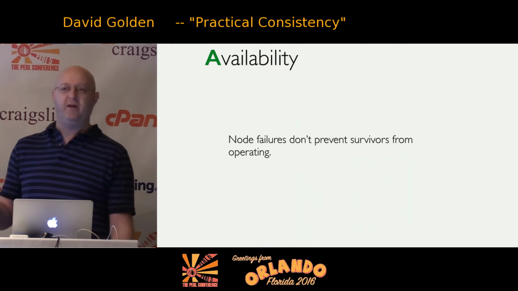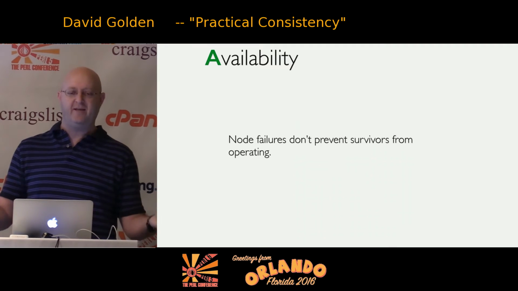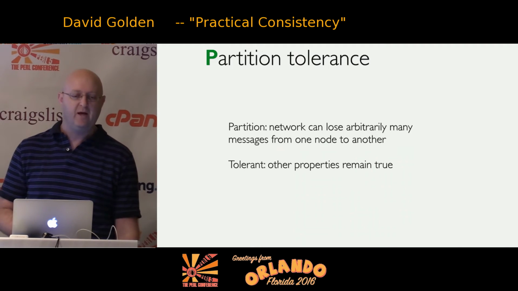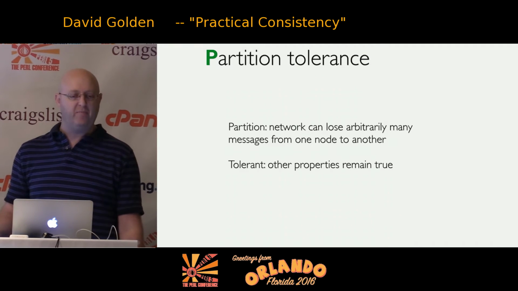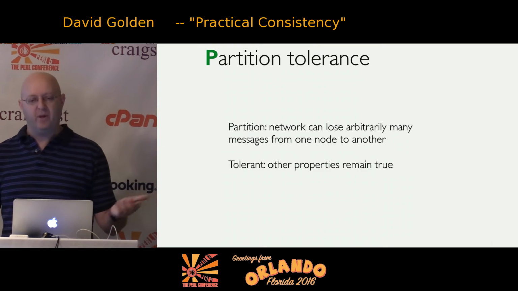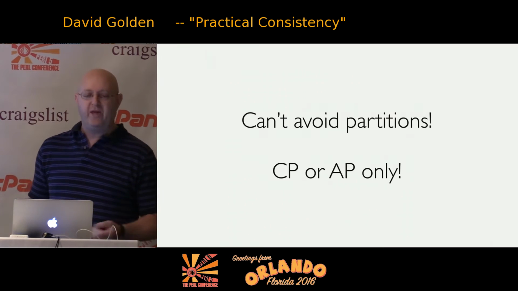So this means that a node failing, either a crash, garbage collection pause, anything that takes a node offline, doesn't prevent the surviving nodes from continuing to operate successfully. And then partition tolerance. Partition tolerance means that the network can lose arbitrarily many messages from any node, and everything else holds true. And as anybody who's ever worked with real systems in the world knows, we can't avoid partitions.